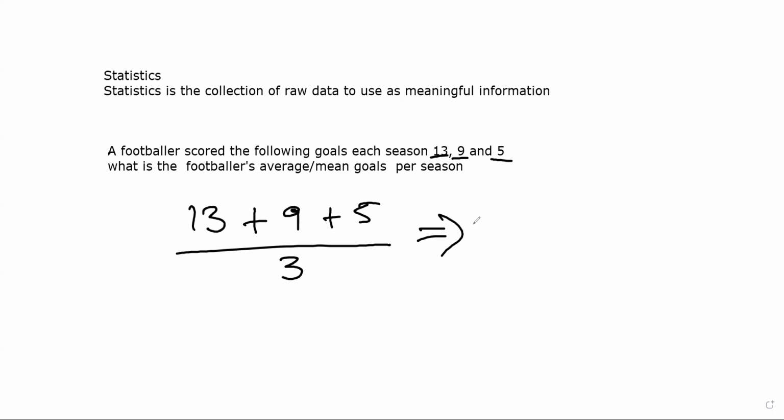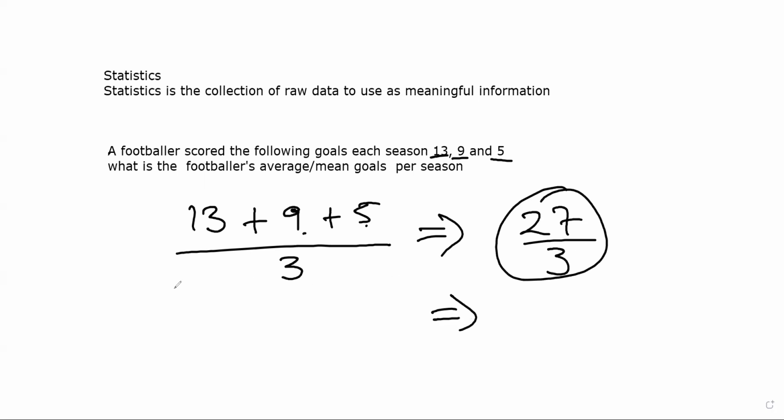All right. So, guys, that is correct, right? We add up the 13, the 9, and the 5, and then divide it by 3. 13 plus 9 is 22, plus 5 is 27, right? And then we divide by 3. Remember, it's dividing. If you have 27 things and you put them in groups of 3, how many will be in each group? 9. So, guys, only 9 goals per season.